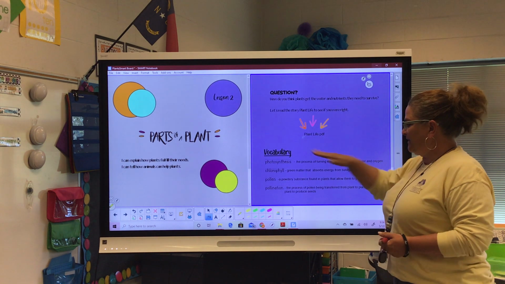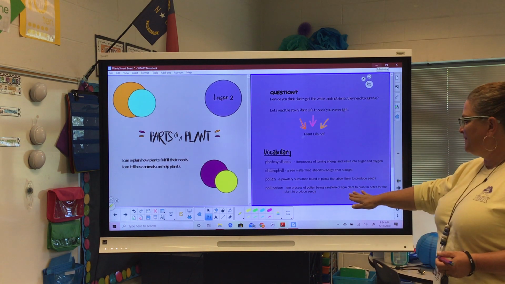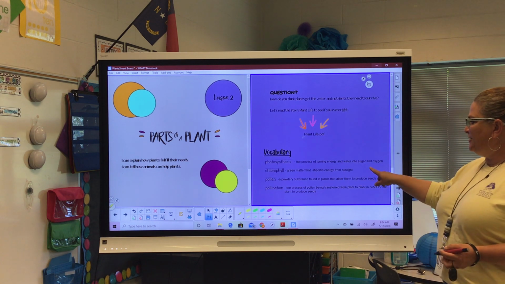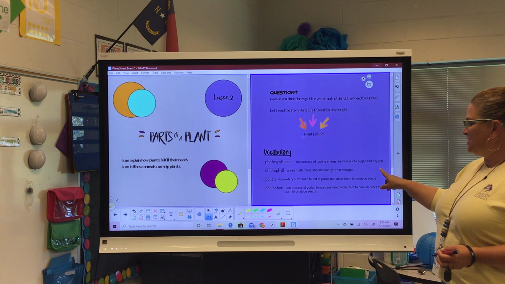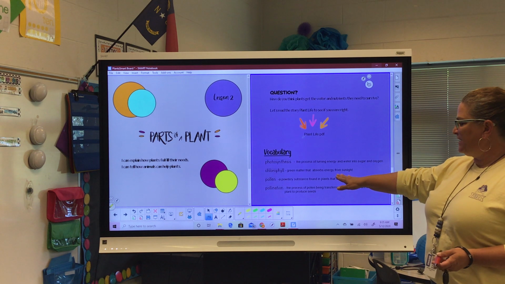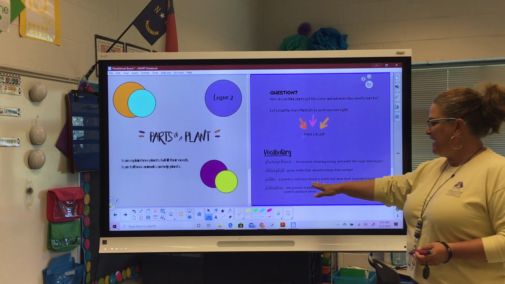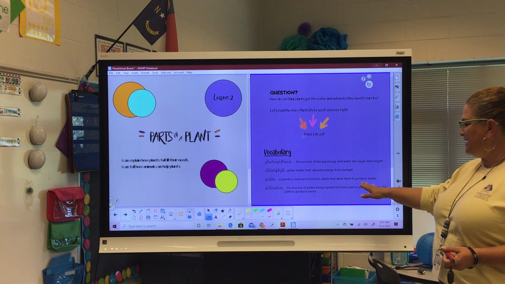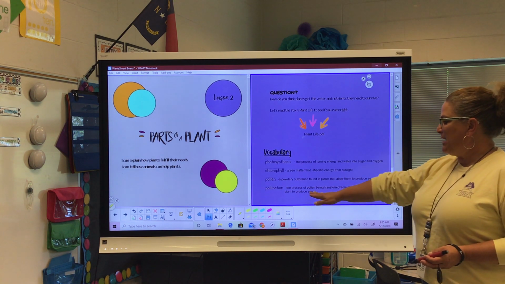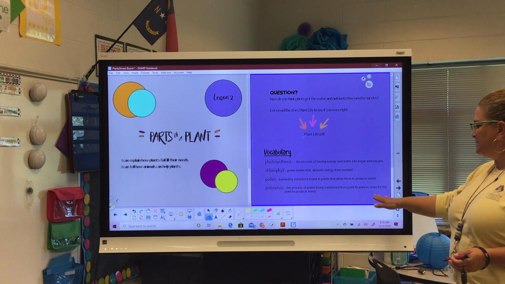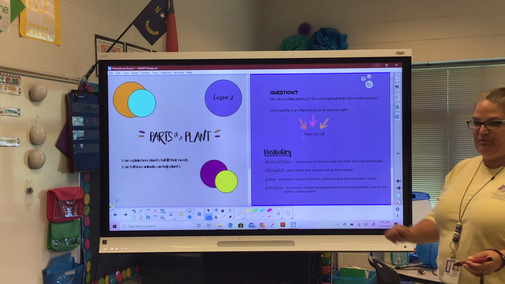Alright, so here are the vocabulary words we just talked about. Photosynthesis, which is the process of turning energy in water into sugar and oxygen. Chlorophyll is the green matter that absorbs energy from sunlight. Pollen, the powdery substance found in plants that allow them to produce seeds. Pollination is the process of pollen being transferred from plant to plant in order for the plant to produce seeds.